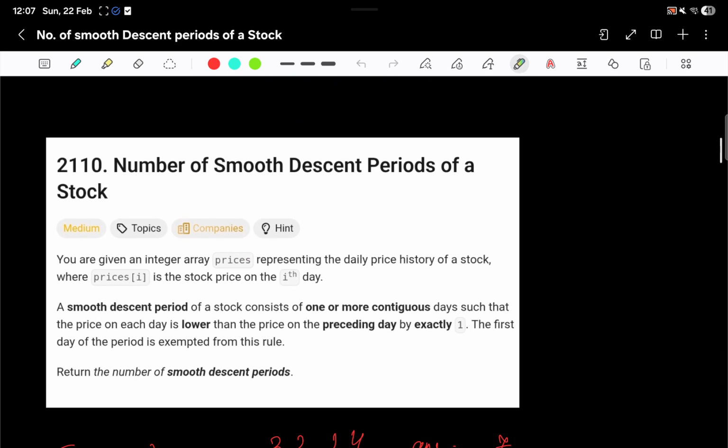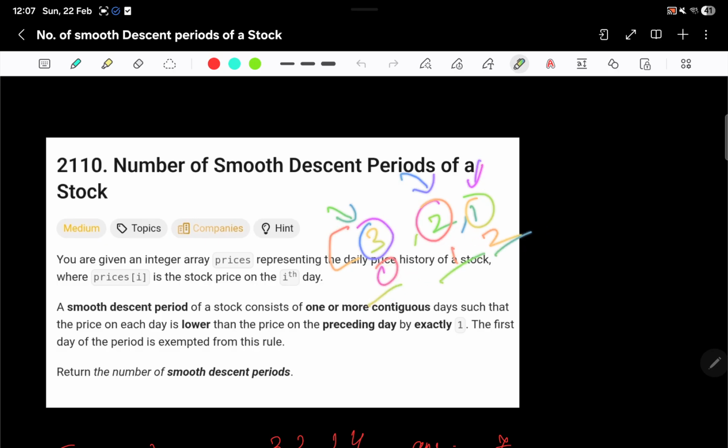So the question says you are given an integer array prices representing the daily price history of a stock, where prices[i] is the stock price on the ith day, right? Nothing new in that. You have a prices array, and each element here represents the price of the stock on the ith day, on the 0th day, first day, second day, like that. You have to find the number of smooth descent periods, right? So what is a smooth descent period?